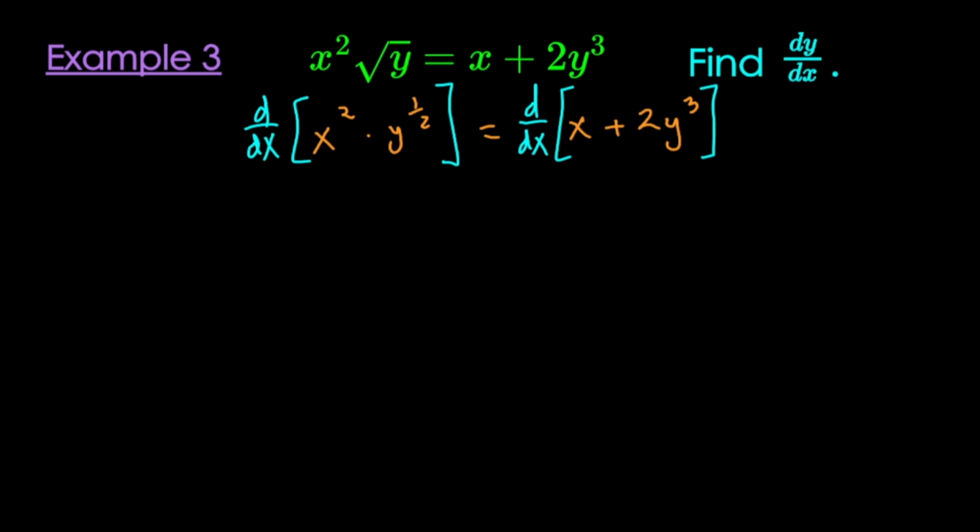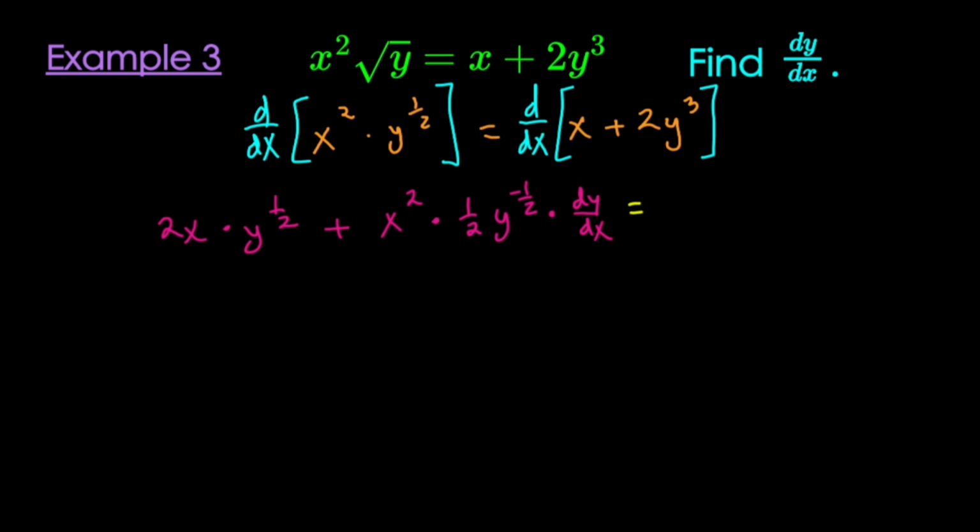We'll use the product rule to take the derivative of the left-hand side. So first we'll take the derivative of x squared with respect to x, which is 2x, and multiply by the second factor, which is y to the 1/2. And we'll add to that. This time we'll leave x squared the way it was and multiply by the derivative of the second factor, which is 1/2 y to the negative 1/2. Remember, you need to use the chain rule and multiply by the derivative of y with respect to x, which is dy dx. That's the end of the product rule for the left-hand side.